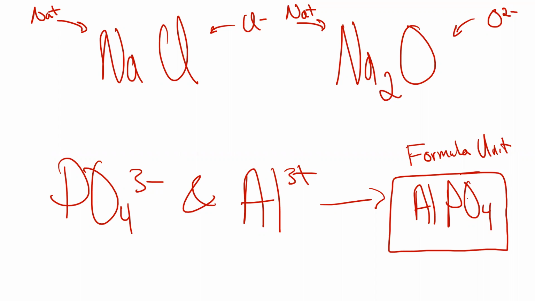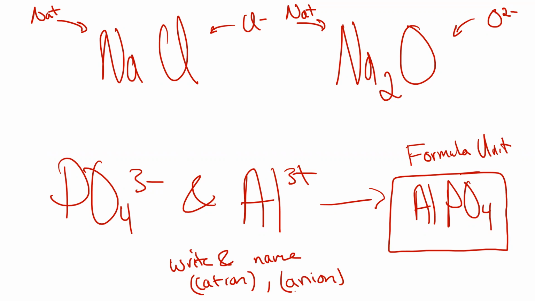Aluminum phosphate. Also, note the standardized form of how we write and name these things: cation followed by anion. Cation, anion. Positive, negative. We always deliver the good news and then the bad news. You don't get a choice in that. It's the positive followed by the negative. That's standard form. You always write and name cation followed by anion.